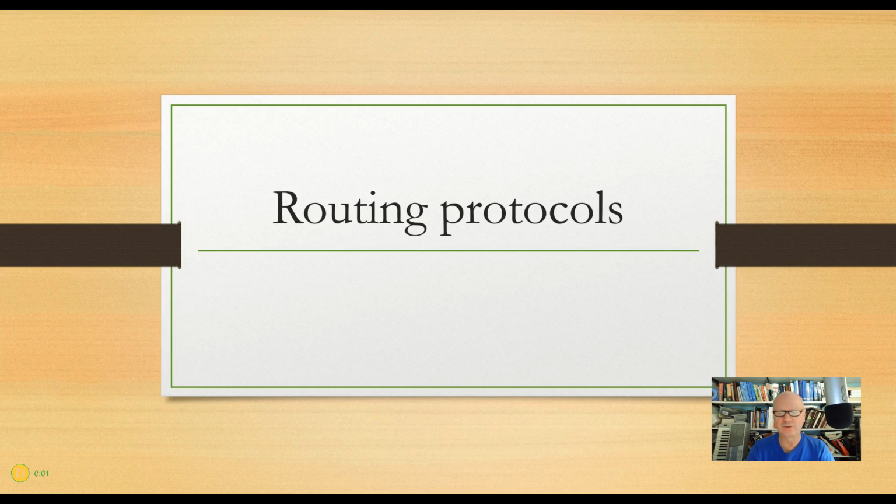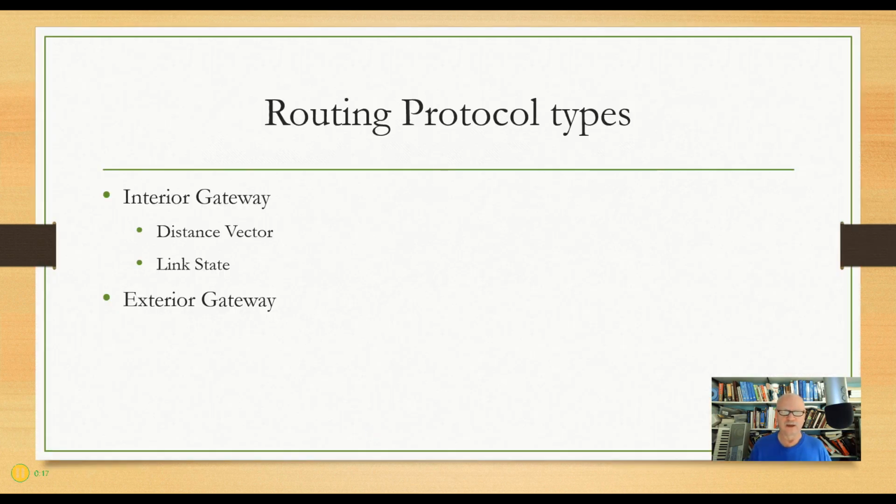We've learned in a previous video that dynamic routes are learned by routing protocols. And routing protocols are protocols that we configure on two adjacent routers so that they can share information with each other about what networks those routers are connected to. Now, there are basically two different big broad categories of these things. There are interior gateway and exterior gateway.